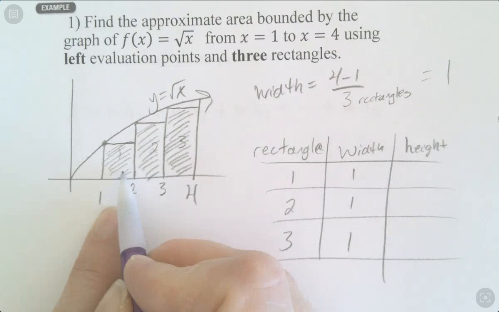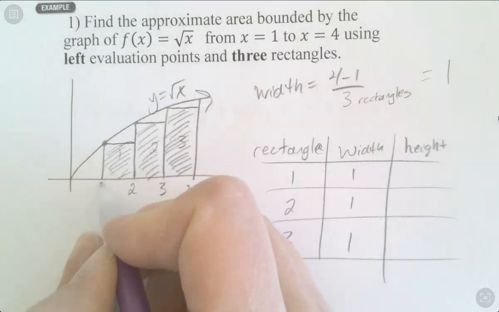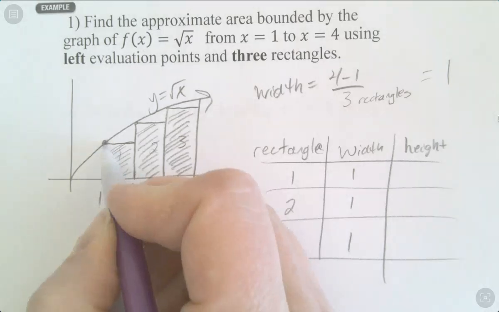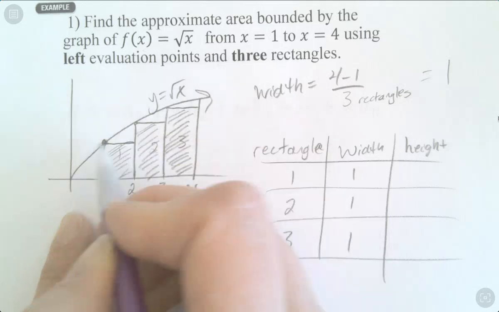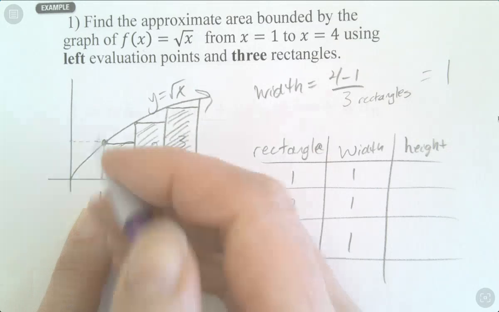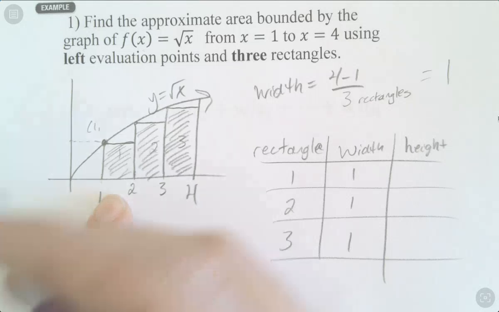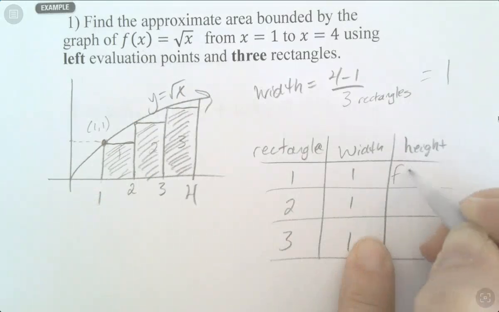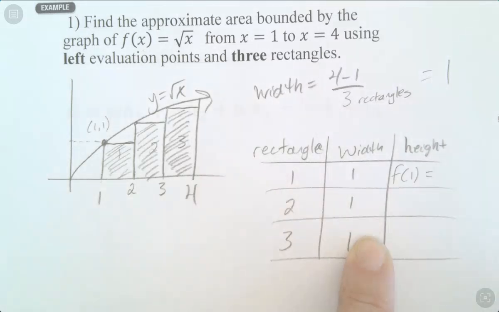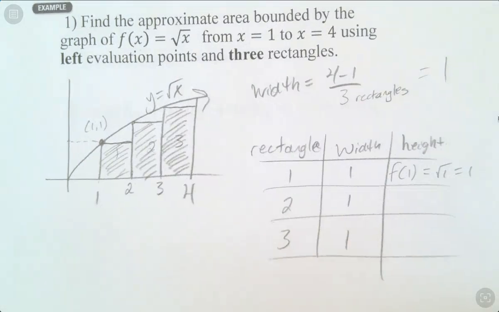So when we go to our picture, the height of rectangle number 1, how are we going to find that height? Because this is the function y equals the square root of x. So this y coordinate, wouldn't that be the same as the height of the rectangle? Right? So the x coordinate is 1, and the y coordinate would be what? 1, because it's the square root of 1. So in other words, we're doing f of 1 for the height. So that's the square root of 1, so that's just 1.